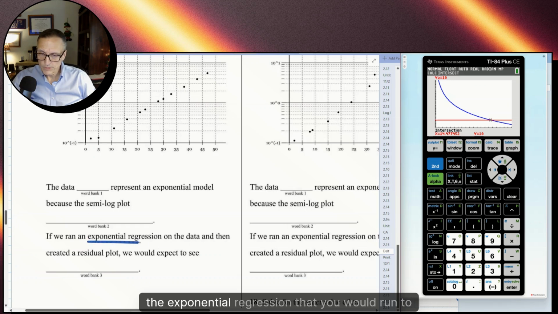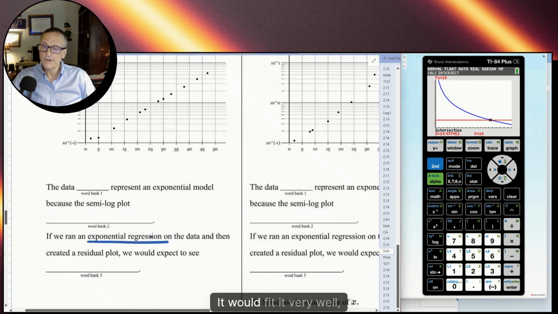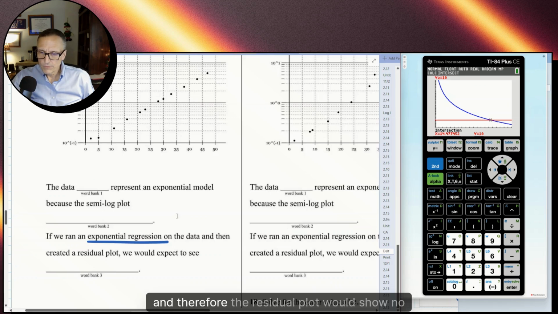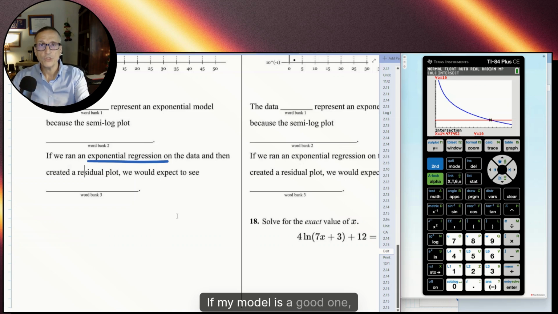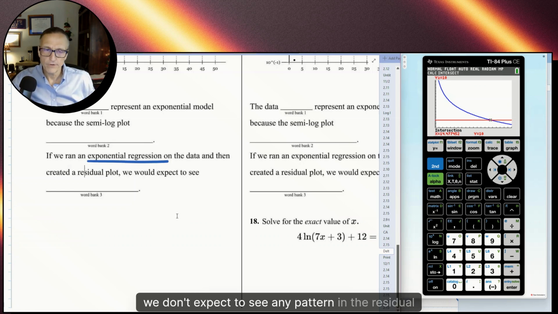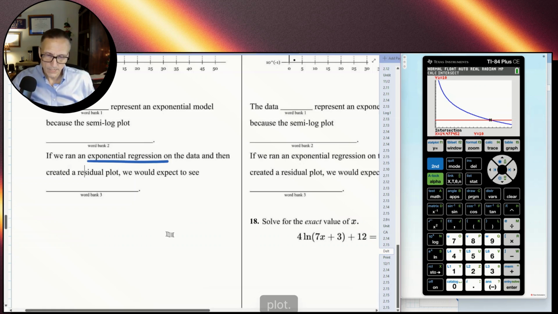Therefore, the exponential regression that you would run to find the line of best fit would be a good model. It would fit it very well. And therefore, the residual plot would show no patterns, which is a good thing. If my model is a good one, we don't expect to see any pattern in the residual plot.